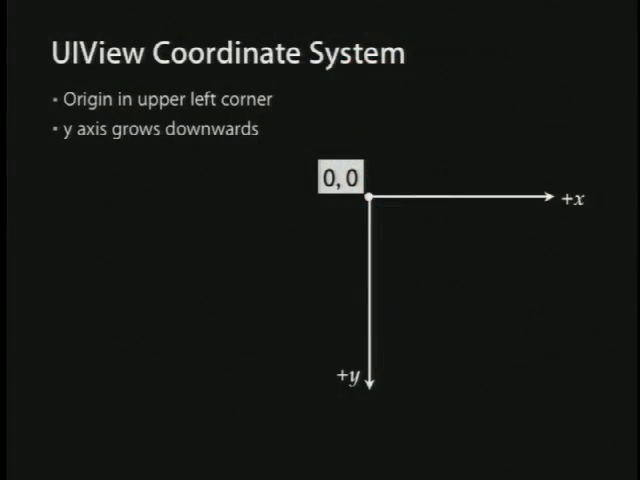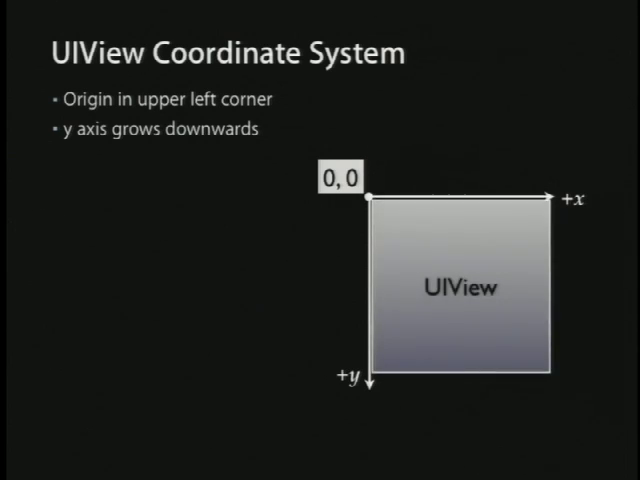The origin is in the top left. So the y-axis goes downwards. This is the opposite of what you might be used to if you've done any programming on the Mac. So yeah, your UIView origin is top left. X goes across, that's pretty standard. Y goes down.